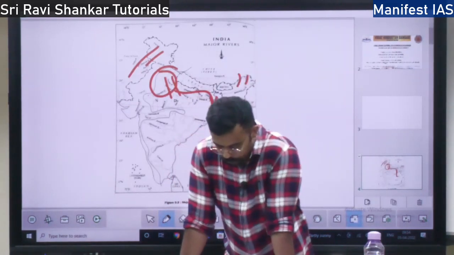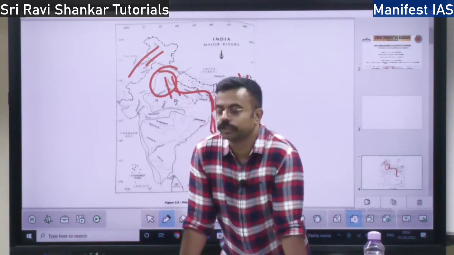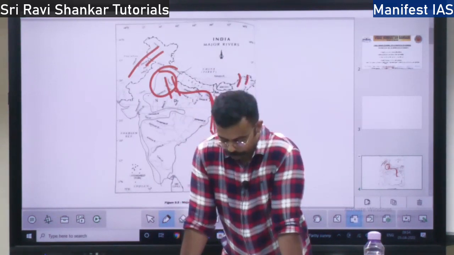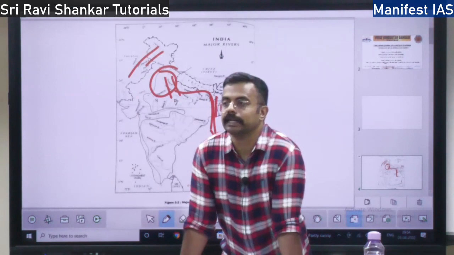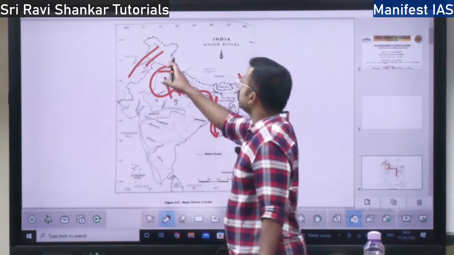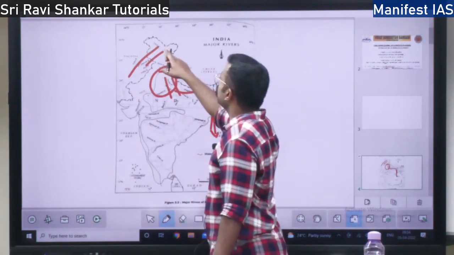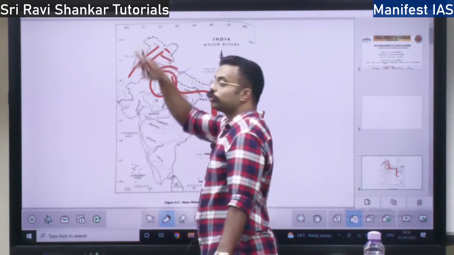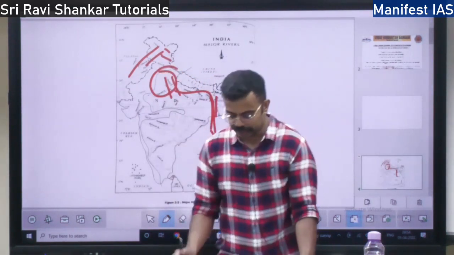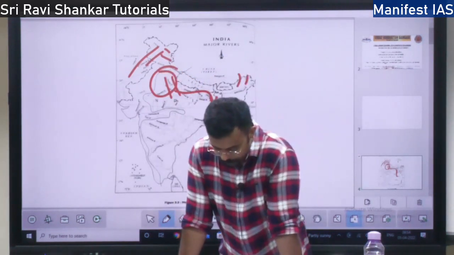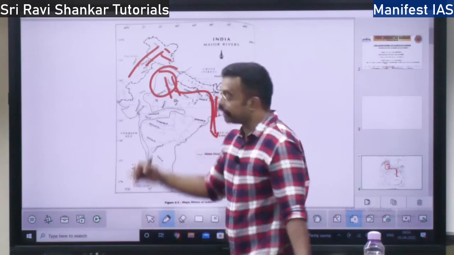After originating in the Tibet region, it flows through Ladakh, between the Ladakh and Zanskar ranges. So here is the Ladakh, here is the Zanskar range. It flows between the Ladakh and Zanskar ranges, and it cuts the Ladakh range.